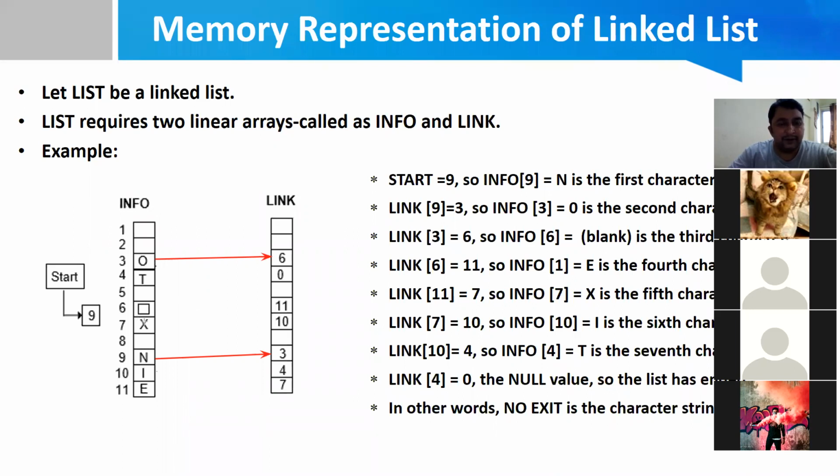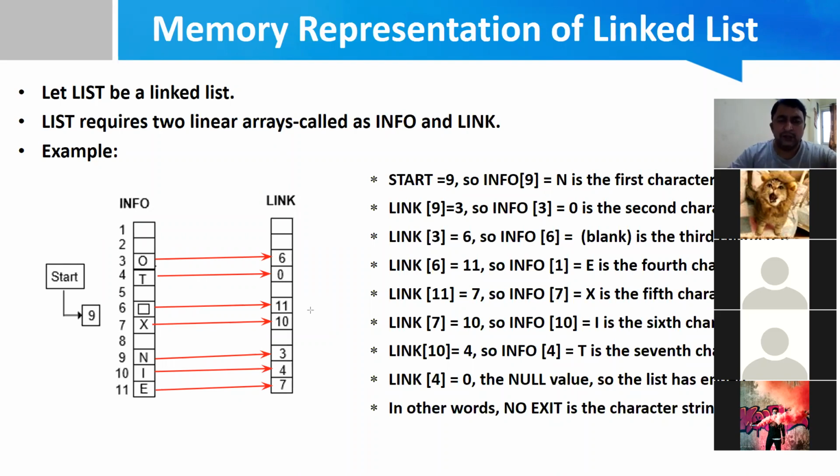In 6 it will be a blank space, right? And from 6 it will be connected to node number 11, and in 11 it is E, so it will display E, and connect to node number 7. In 7 it is X, it will connect to node number 10, and in 10 it will take the value as I, and connect to node number 4, and in node number 4 T will be taken out and it will be connected to 0. 0 means Null. That is termination. Actually it is /0. You have to write /0 to terminate it, right?